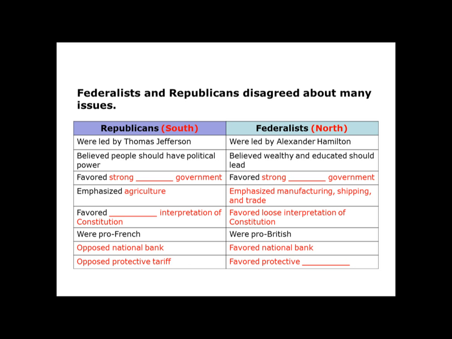The Federalists in the North were led by Hamilton. They believed the wealthy and educated should lead. They favored strong central government. They emphasized manufacturing, shipping, and trade, a loose interpretation of the Constitution. They were pro-British, favored a national bank, and favored protective tariffs. This was to help the manufacturing base that was very large in the North.